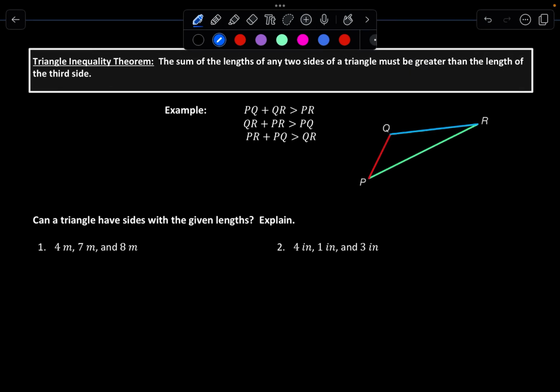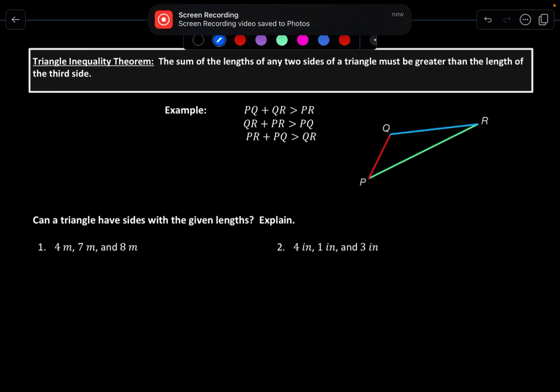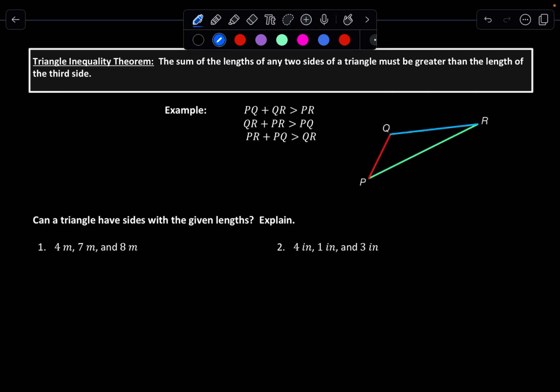All right, so the last section of these notes is talking about the triangle inequality theorem. Essentially, the triangle inequality theorem is saying the sum of any two sides of your triangle has to be bigger than the third side. Example one is asking, can a triangle have the sides of 4, 7, and 8? I'm going to label this triangle up here with those sides, 4, 7, and 8.